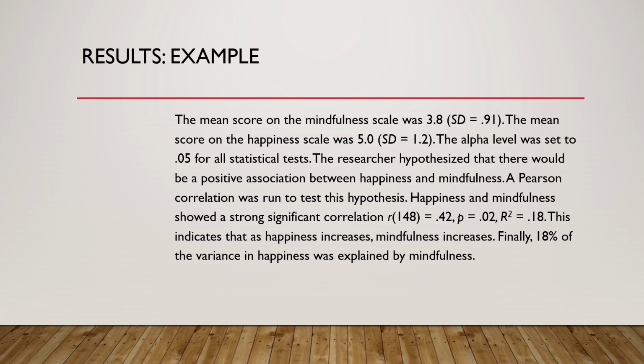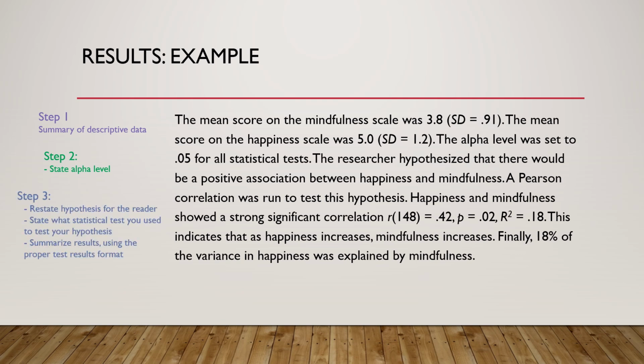So here's an example of a result. You report the mean score on the mindfulness scale was 3.8 with a standard deviation of 0.91. That's that summary of the descriptive data. Then you have the mean score on the happiness scale was 5.0, SD is 1.2. Great. You then want to announce the alpha level was set to 0.05 for all statistical tests. You're doing step 2, state the alpha level. And then finally, we have step 3, which is to do all of those elements of restating the hypothesis, stating the statistical test, and summarizing the results.